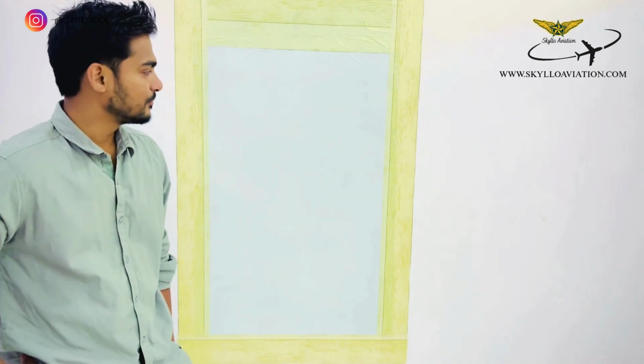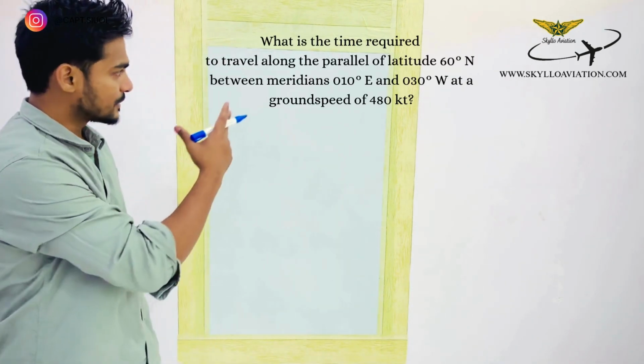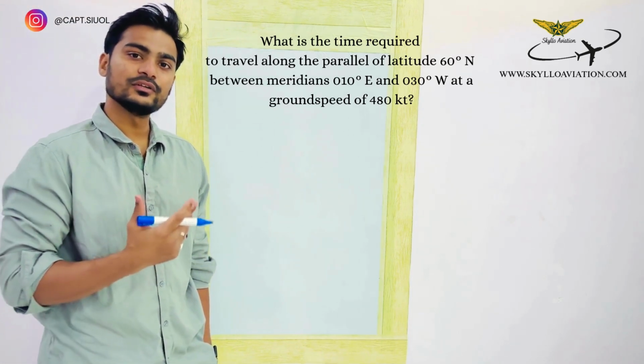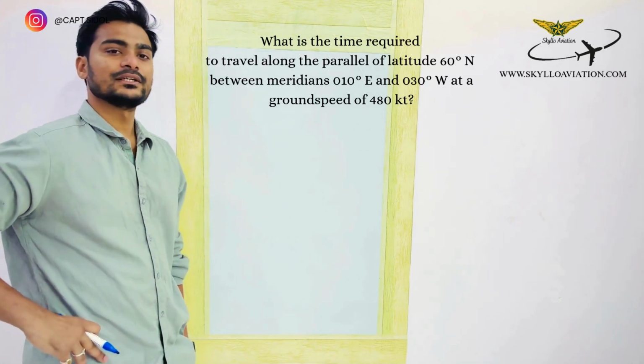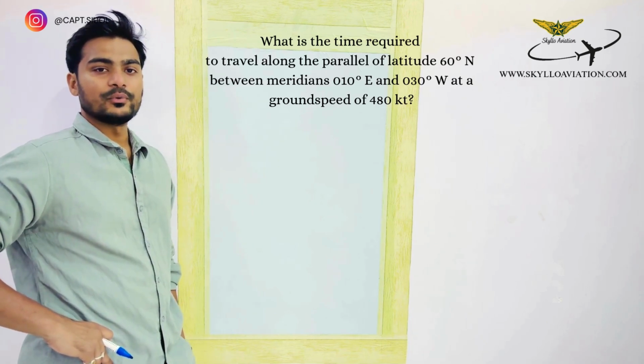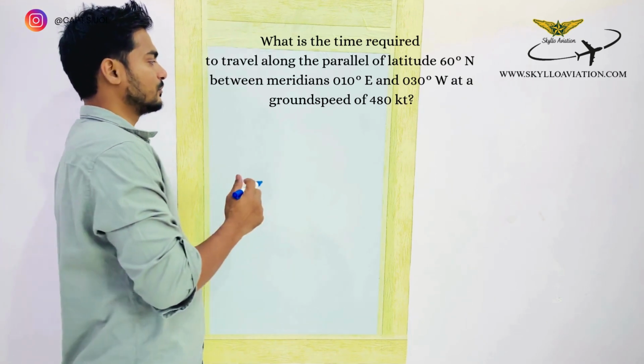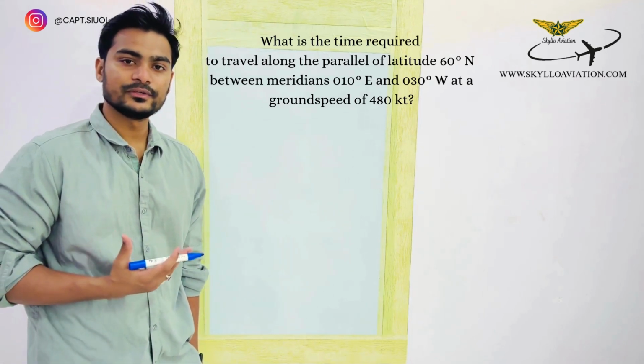So let's start off. As you guys can see, the question has popped up on the screen right now. We'll try solving this. So let's get started with one. In the question, if you notice, it's asking what? It's asking you time required. Time required to fly 60 knots between two different meridians.